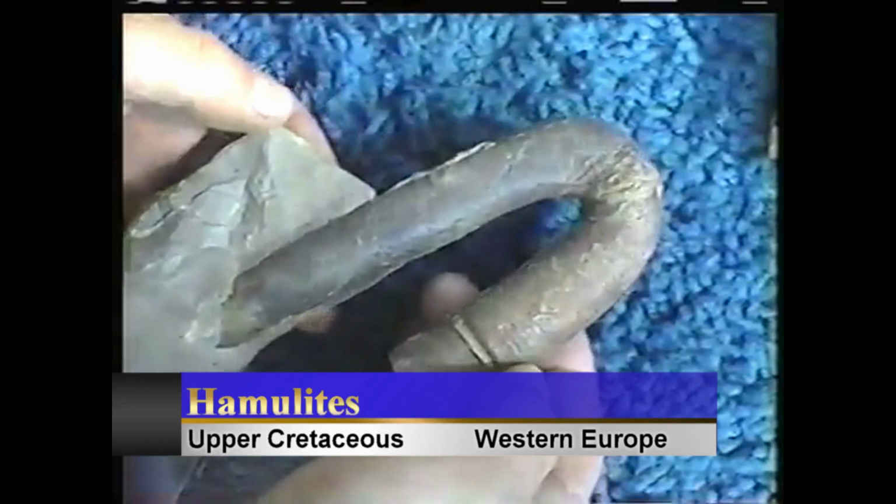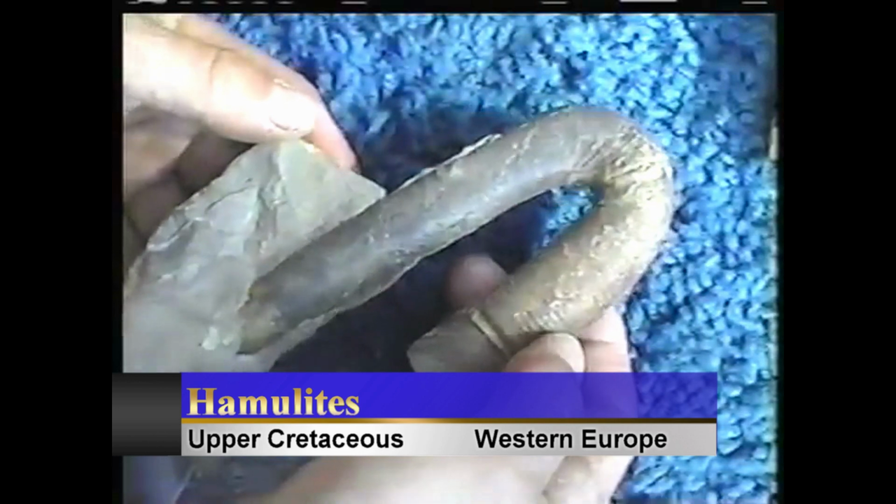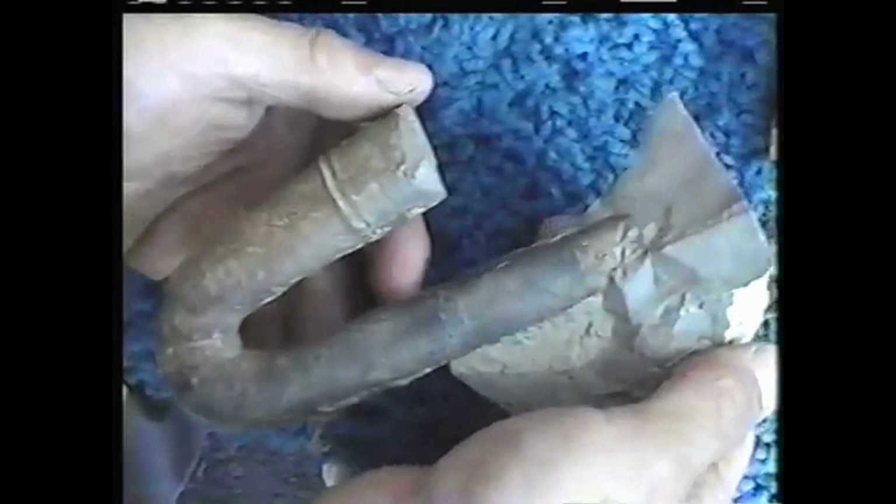Heteromorph ammonite Hamulites from the Upper Cretaceous of Europe. These sometimes look like a saxophone, up like that. Some of them really do look like saxophones, but that's another heteromorph, a very peculiar thing, and these heteromorphs are generally found at the very late Cretaceous.